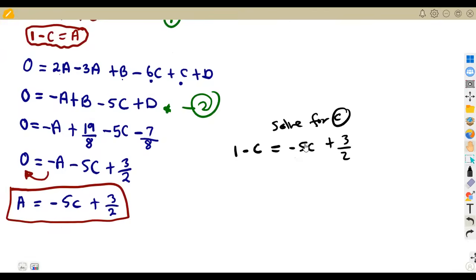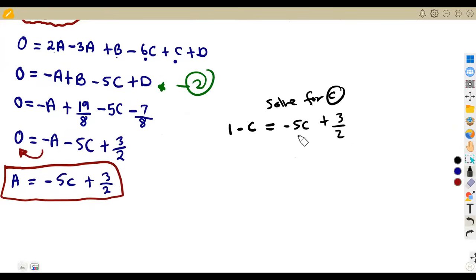Okay, so this is where we are now. At this stage, you can solve for C: transpose minus 5C this side, and we're also going to transpose 1 that side. So this will be minus 1 plus 5, that will be 4. That will be 4C is equal to, if we take 1 that side, it will be minus 1 this side. So 3 over 2 minus 1, that's what? 1 over 2. So this will be 1 over 2.